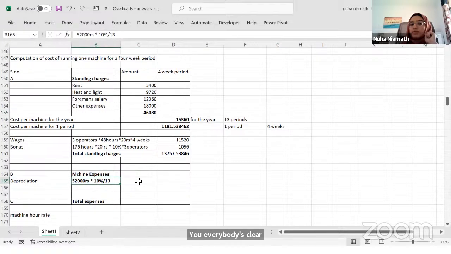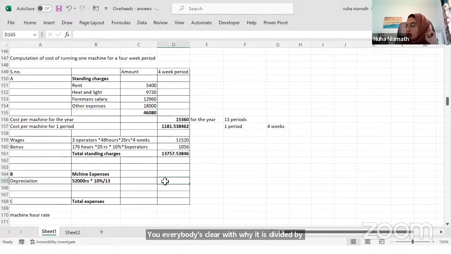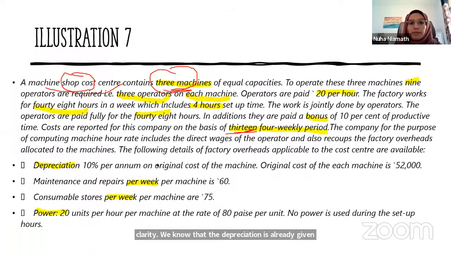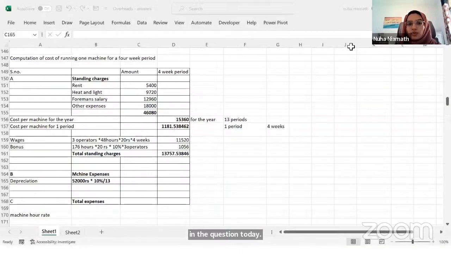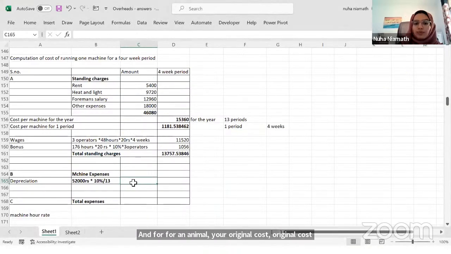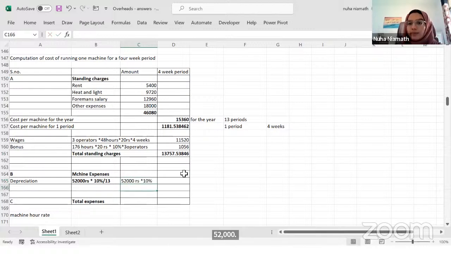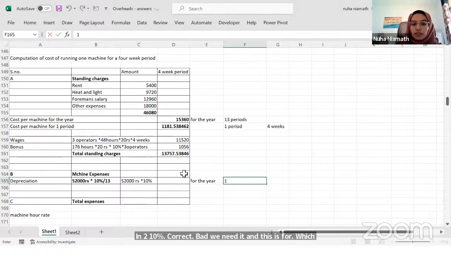Do you want me to repeat this? Exactly. Perfect. How about the others? Let me write it down again for clarity. We know that depreciation is already given in the question to be 10% per annum of the original cost. Original cost being 52,000. What is the depreciation for the year? 52,000 rupees into 10%. Correct? But this is for the year, which has 13 periods. But we need it only for that one period.